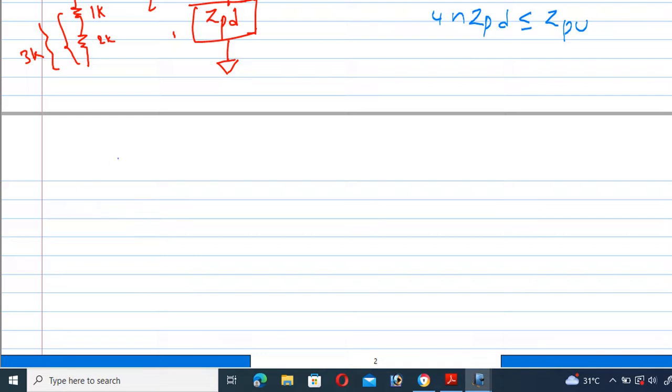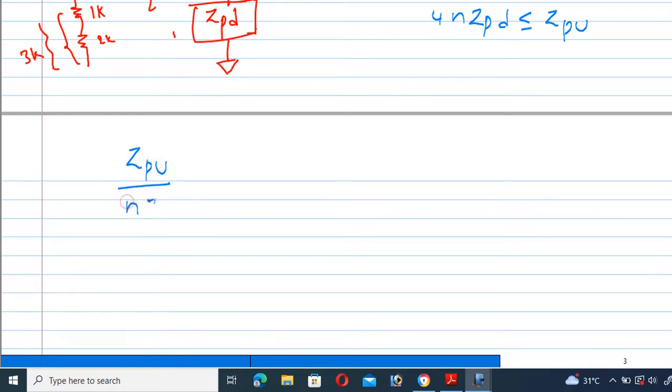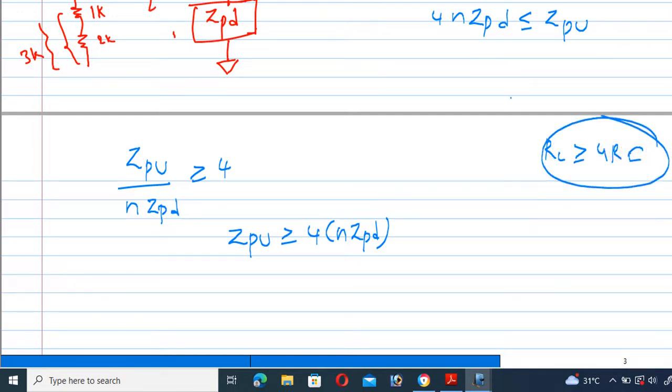ZPU is equal to the pull-up resistance, and ZPU divided by n into ZPD is greater than or equal to 4. Moreover, it can also be represented as ZPU is greater than or equal to 4 times n into ZPD. So we know that in case the NMOS transistor, a passive resistor, is used as a pull-up device, the NMOS transistor must compulsorily satisfy RL greater than 4RC. So this is a minimum criteria.